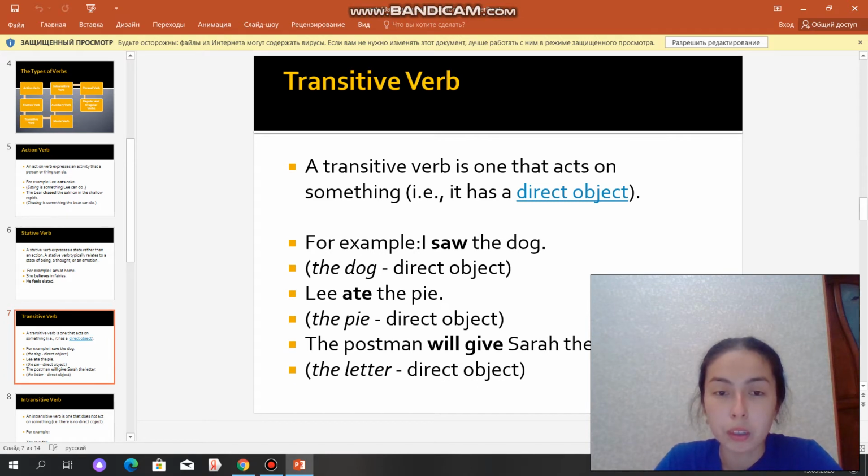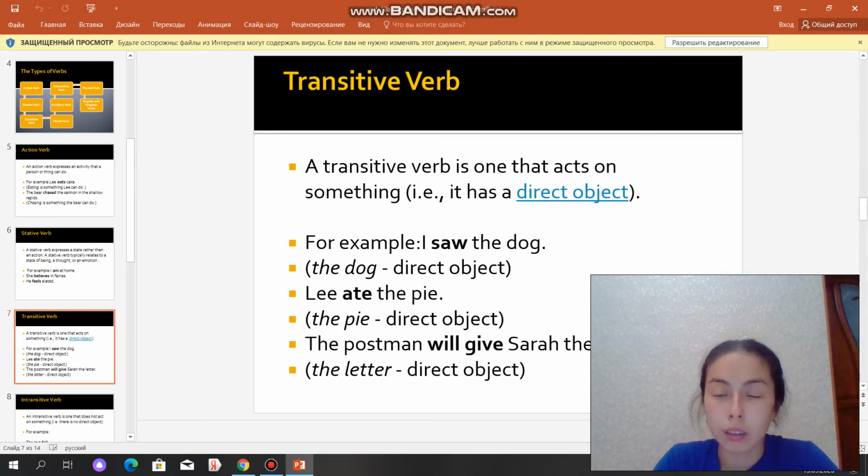Transitive verb. A transitive verb is one that acts on something. It has a direct object. Not indirect, but direct. Прямое. Это прямое. Существительное, да, тут имеется в виду. For example, I saw the dog. Saw. The dog direct object. We ate the pie. Pie direct object.